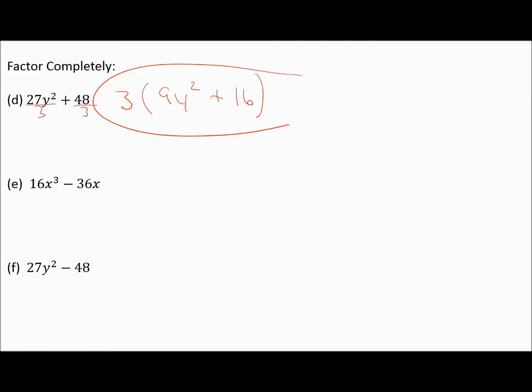Pen's not working. Okay, let's keep going anyway with red. So I'm looking at 16x to the third minus 36x. And they have a greatest common factor. I know a 2 goes into both of those. How about a 4? So 4 goes into both of those.